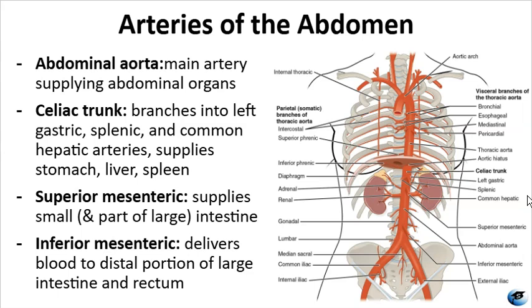One of the first major branches is the celiac trunk, which then divides into 3 important arteries. The left gastric artery, which supplies blood to the stomach. The splenic artery travels toward the spleen and also sends branches to the pancreas and stomach. And the common hepatic artery supplies the liver, gallbladder, and parts of the stomach and pancreas.